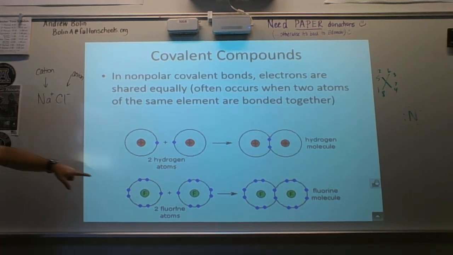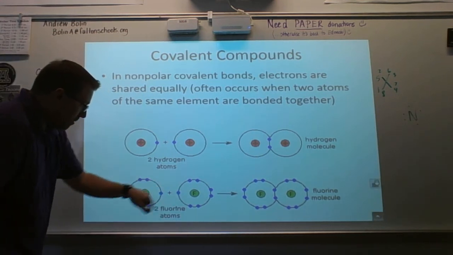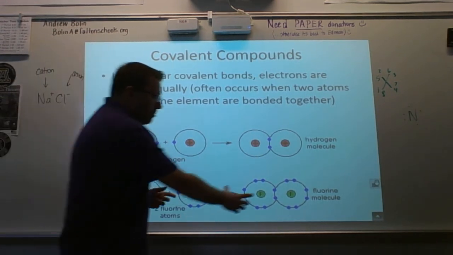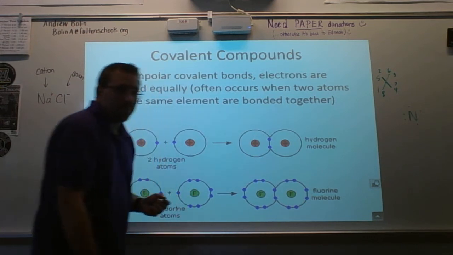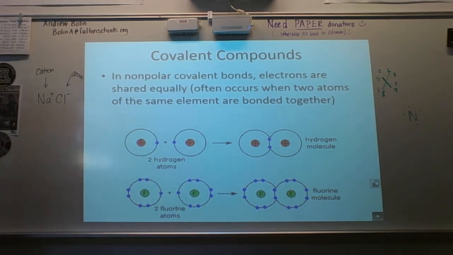Okay? Same thing with fluorine, 2 of the same. They both have 7 valence electrons. Pulling them together, bonding them, that's where you'll get the fluorine molecule. Again, diatomic. Fluorine is diatomic.